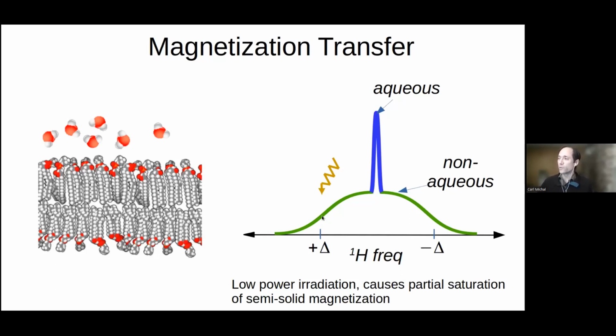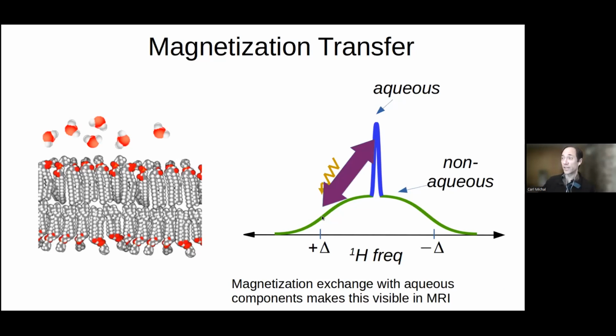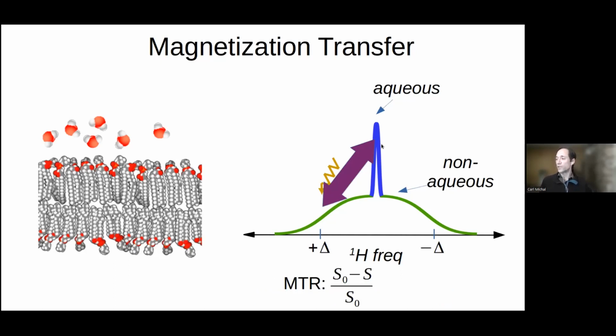If it's on for long enough, there'll be a cross-relaxation or magnetization transfer process that also suppresses the size of the aqueous NMR signal. And so you can detect this magnetization transfer by looking at the reduction in the signal from the aqueous components when you apply this off-resonance pulse to the semi-solid components. And so that's a magnetization transfer experiment. And the simplest way to quantify that is to look at this quantity called the magnetization transfer ratio, which is just the difference in signal with and without this off-resonance pre-pulse divided by the signal you see without the pre-pulse. So you get sort of a fractional reduction in the signal due to the pre-pulse.